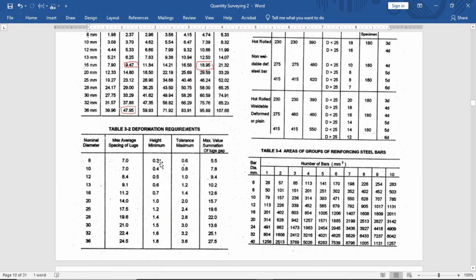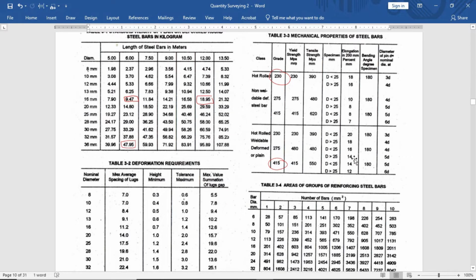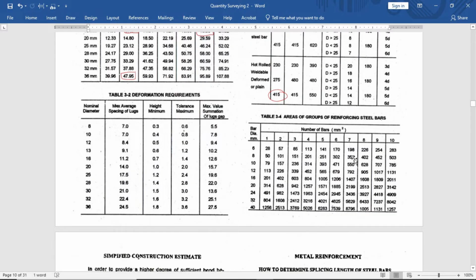So, ito yung mga deformation requirements, mechanical properties of steel bar. So, meron tayong non-welded deformed steel bar, at meron tayong weldable. So, non-weldable, ibig sabihin, hindi mo ma-weld dyan. Tapos, meron tayong weldable, pwedeng i-weld. Tapos, meron tayong yield strength. So, yield strength yung kadalasang nagagamit natin. Okay. So, ito yung mga tables na kailangan natin. So, may mga grade rin. Grade 230, tapos grade 415. Maiintindihan nyo yung mga grade na yan pagdating nyo sa design of concrete structures.